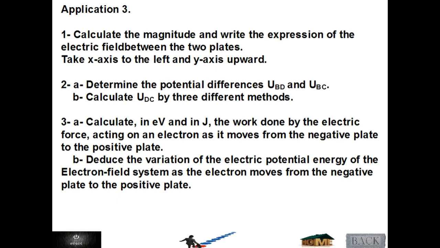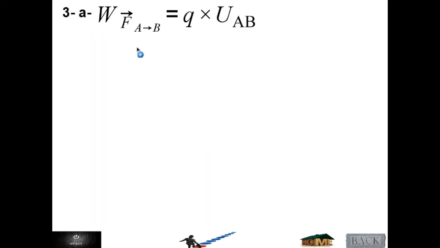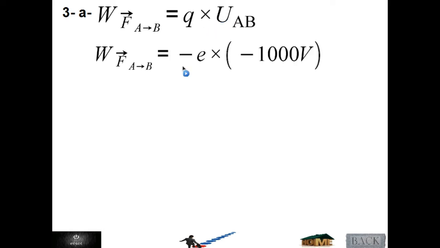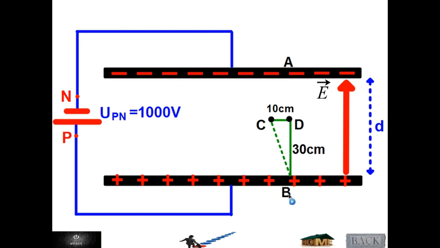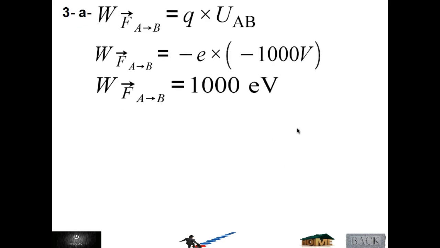Now part 3a. Calculate in electron volt and in joules the work done by the electric force acting on the electron as it moves from the negative plate to the positive plate. So the work done by the electric force from A to B is equal to Q times UAB. We have an electron, so Q is minus the fundamental charge, and the voltage UAB is minus 1000, since A is the negative plate and B is the positive plate. So we can write the work equal to 1000 electron volt.